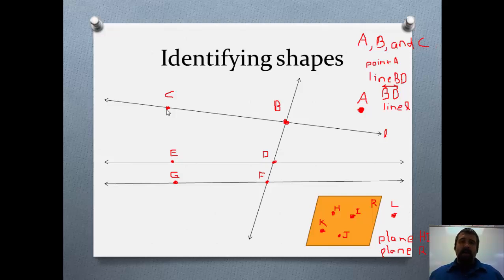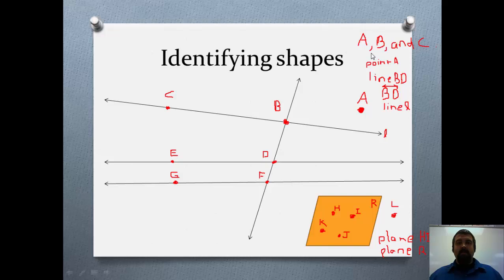Before, I said through any 2 points there's exactly one line. That's how we label a line. If I said line FG, you should be able to point it out. It's going to be this shape right here that goes through the points F and G. If I said line BF, you should be able to find point B and point F, and this is the line.